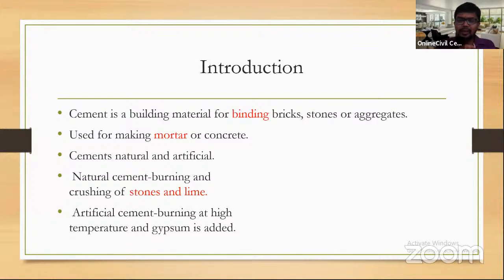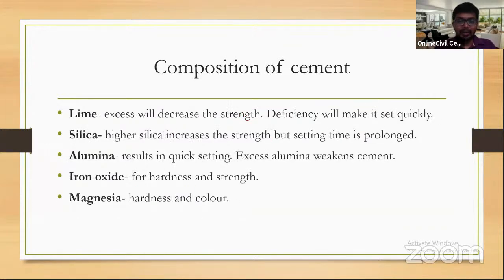Basically, what is cement? Cement is a building material which is used for binding bricks, stones, and aggregates. Bricks, stones, and aggregates are, by the way, the materials which are used in concrete. It's used for making mortar or concrete, and cement can come from natural or artificial sources. Natural cement is made by burning and crushing stones and limes. Artificial cement is made by burning at high temperature, in which some materials like gypsum are also added.